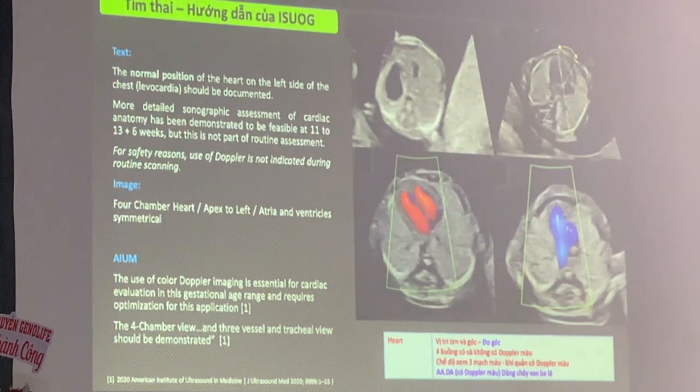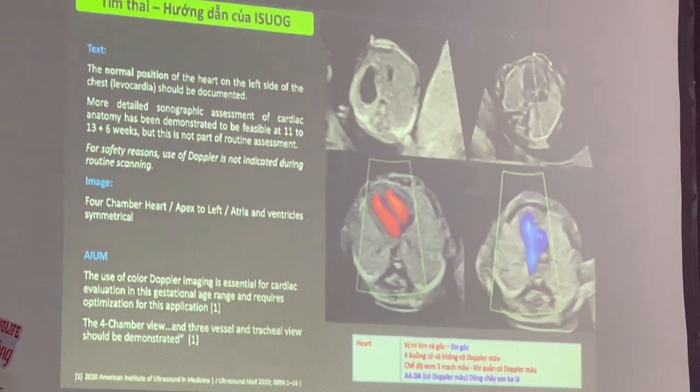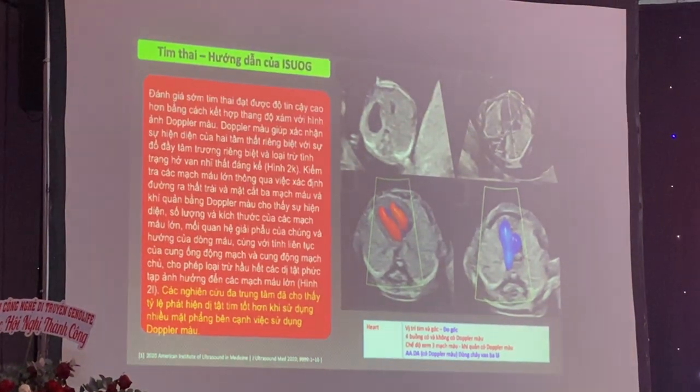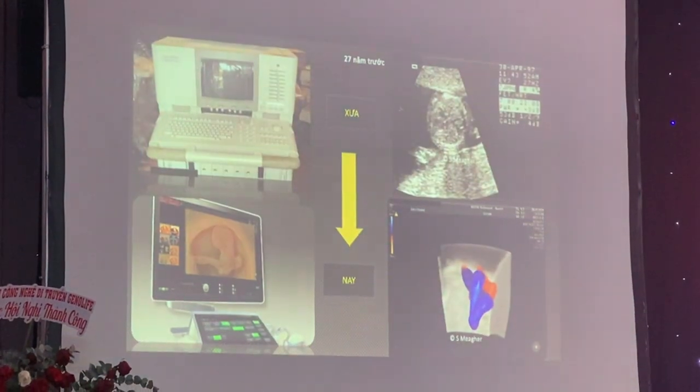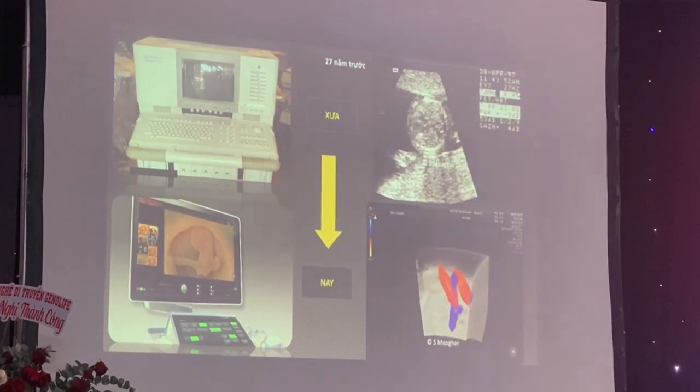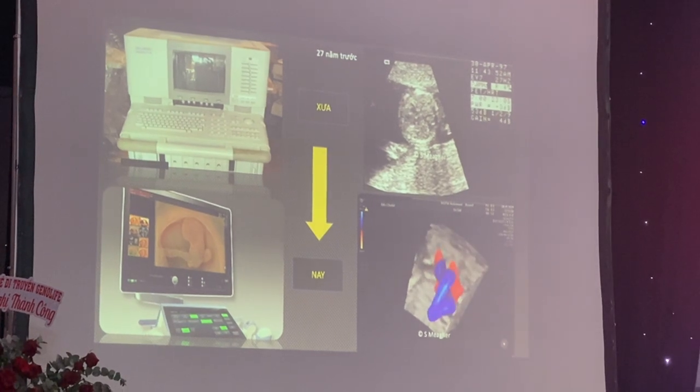So I gave a talk on the heart this morning. So I will be quick with this because many of you will have attended that talk. But let me show you. That is a picture of the ultrasound machine that I started with. It's called an Acuson XP4, and these are the images.